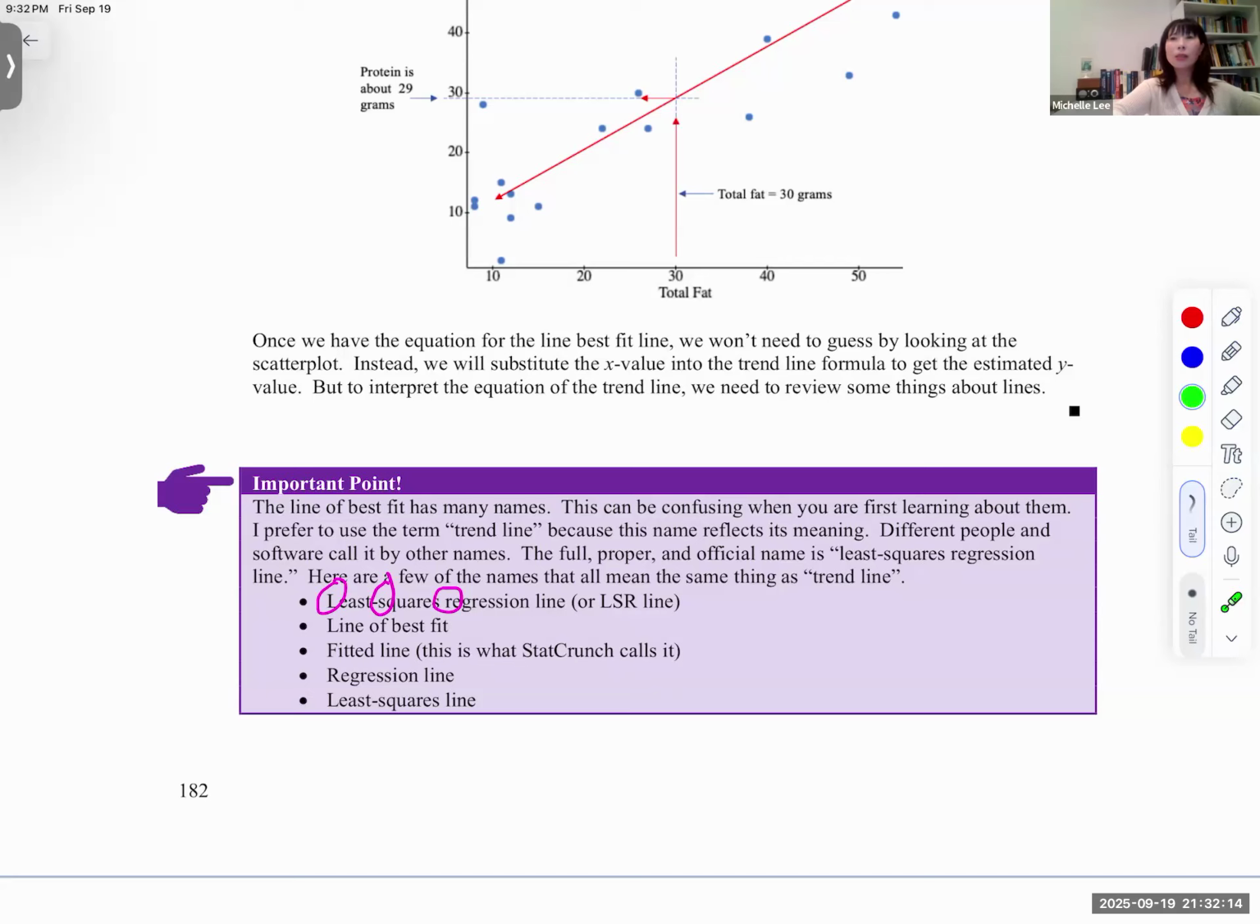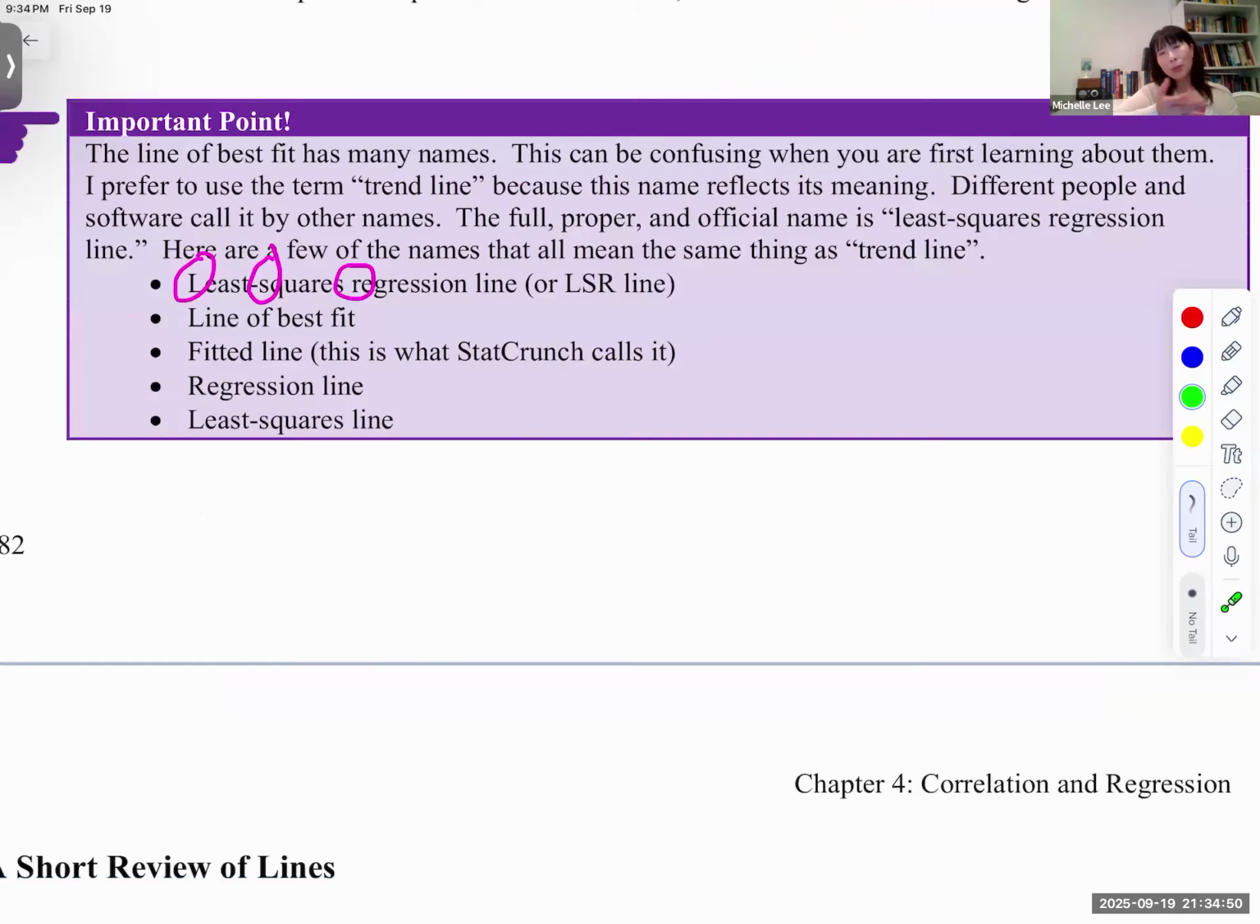Is there a residual here? Even though our title is least squares regression line, I'm going to explain to you why they use this terminology, this vocabulary, in a later section. We need to learn about the residual first so that I can explain it to you better. Okay. All right.